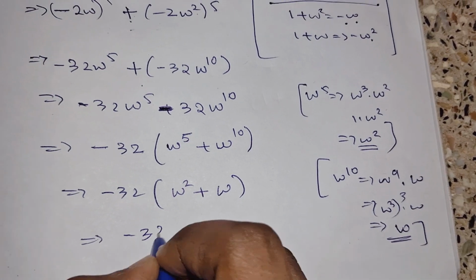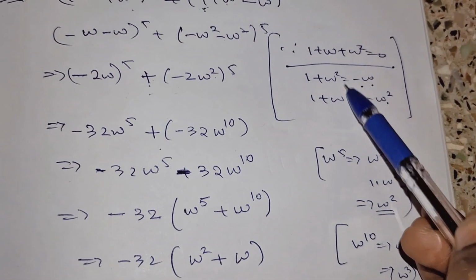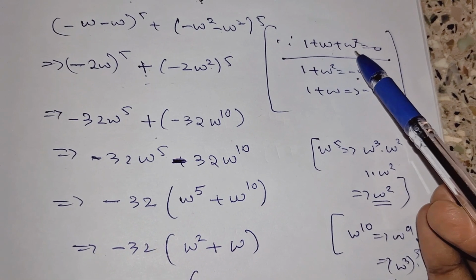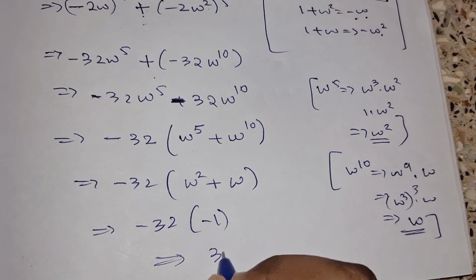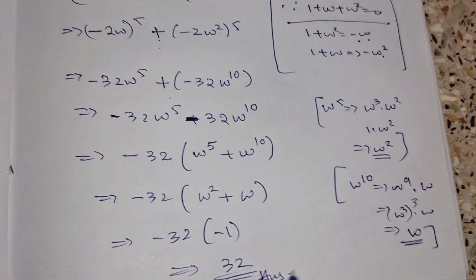Now minus 32 into, from this condition, omega plus omega square can be substituted as minus 1, so simply substituting as minus 1, the answer will be 32. So this is the final answer.